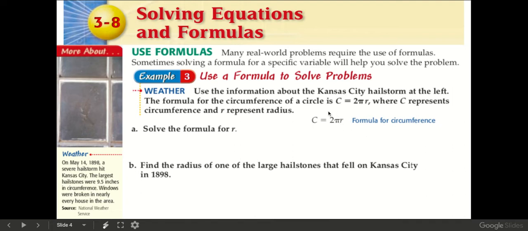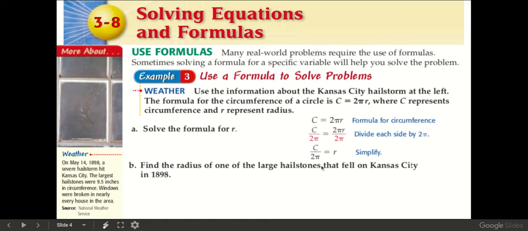Well, r is currently being multiplied by 2 and pi. I can get rid of those at the same time. What's the opposite of multiplying? Dividing. So I can divide by 2 pi because those will cancel those out. And again, as long as I do it to both sides, it's going to work. And when I simplify it, it just tells me that c over 2 pi equals r. So the radius is equal to the circumference divided by 2 pi.